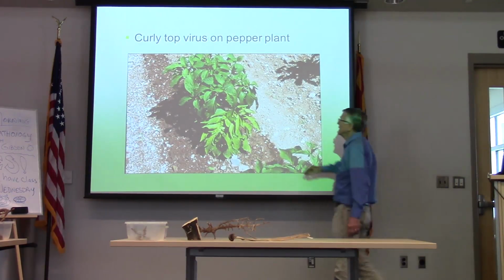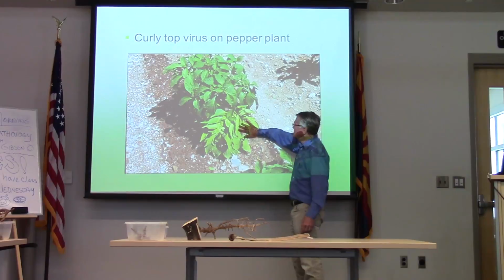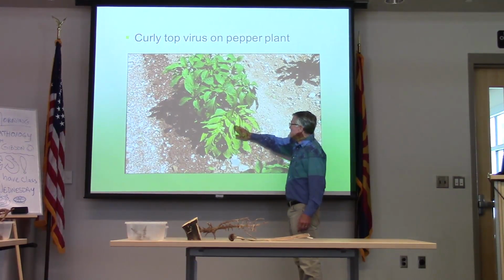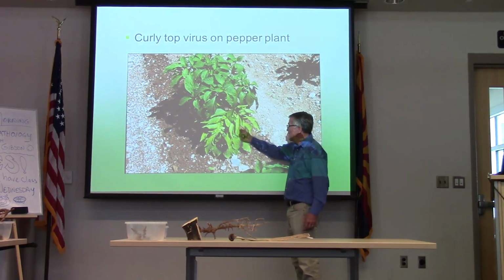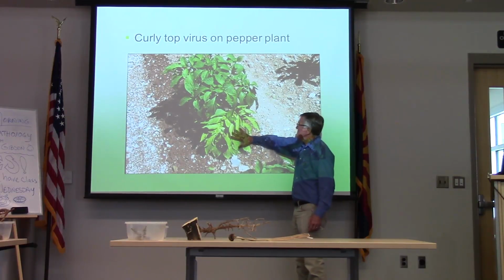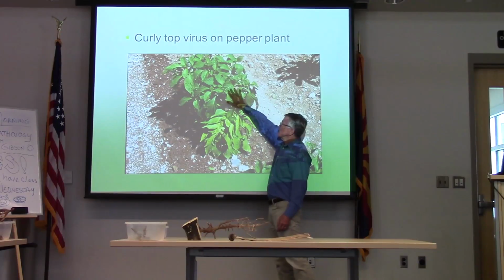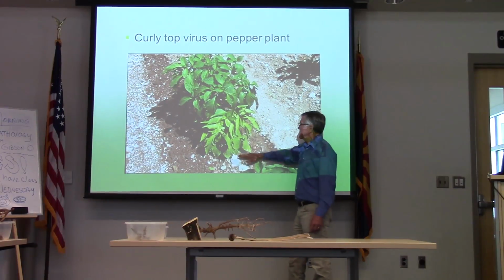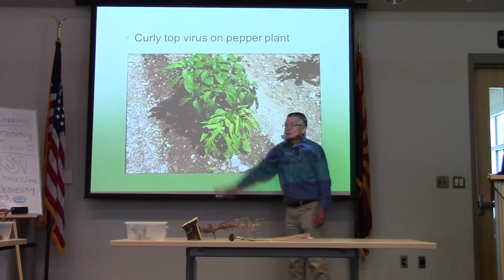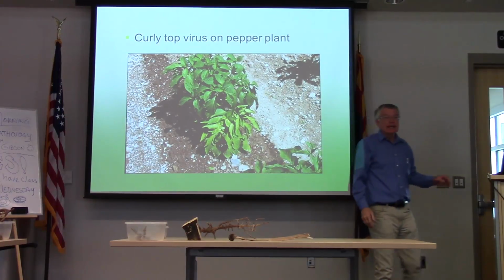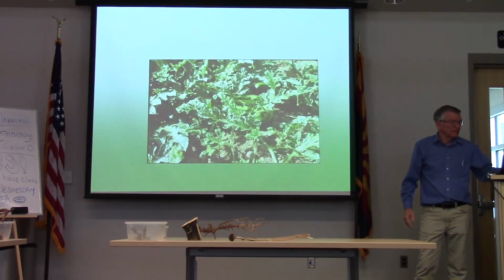This is a curly top virus on a pepper plant. And the symptoms, again, it's rolling, it's got a yellow, but the yellow goes across the veins, it tends to curl up and stunt the plant. Here's an infected versus a healthy plant. How soon will this one become infected? Depends on how many insects are migrating from the diseased plant to the healthy plant.